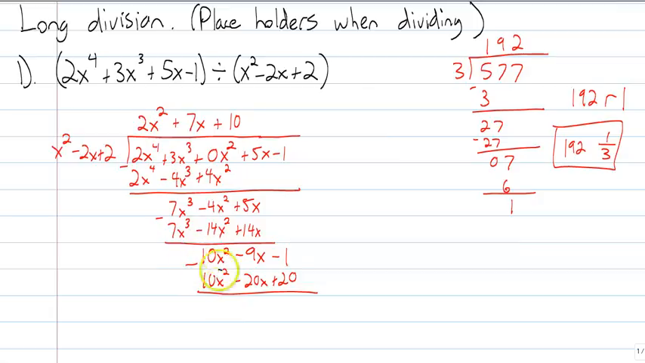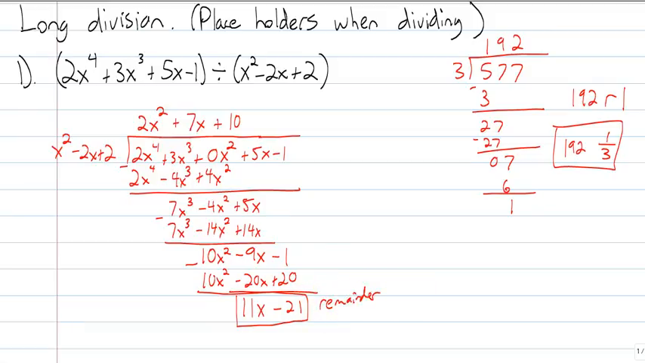Subtracting again. That's 0. Negative 9 minus a negative 20. So negative 9 plus 20 is a positive 11x. Negative 1 minus 20 is minus 21. This is the remainder. You know you're at the remainder because it's a degree less than what you're dividing by. You can't put anything into that and cancel anything out. So this is our remainder.